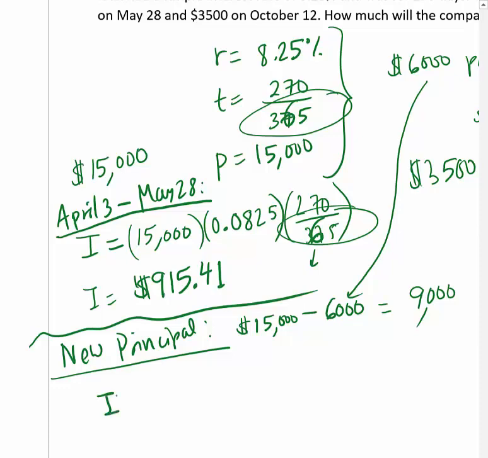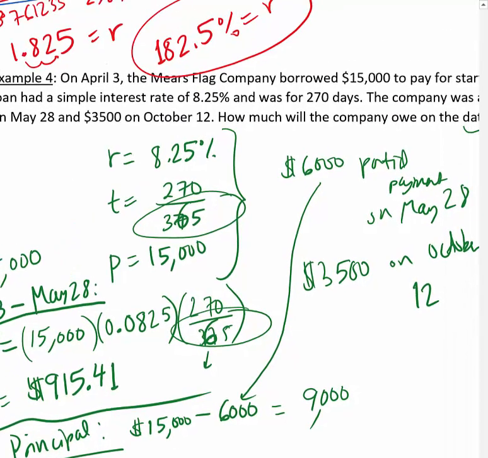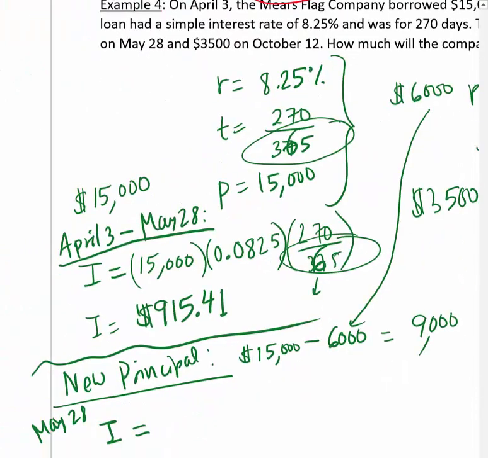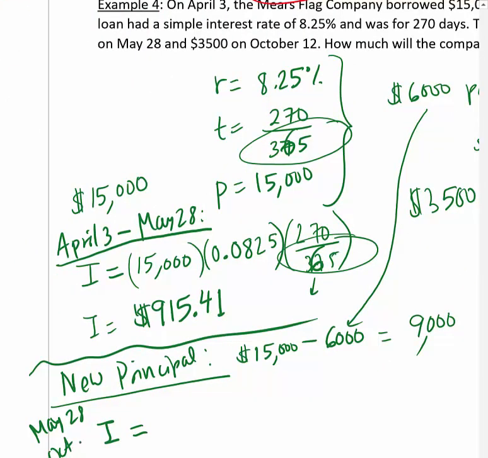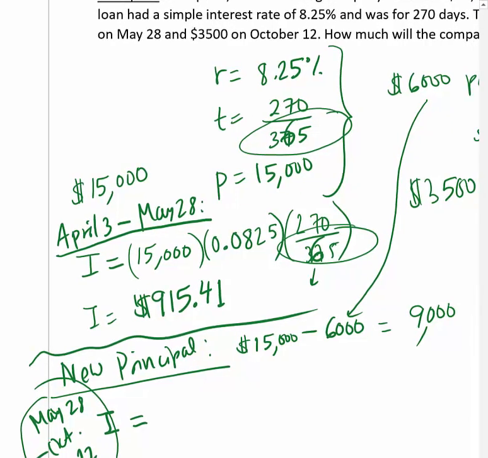Let's see. Then the interest he's paying for this new time period, which I guess is the end of the previous time period, May 28th till, when did he make another payment? October 12th. Okay. Oh, shoot. You know what? I realized I messed up. I'm sorry. Can I go back?